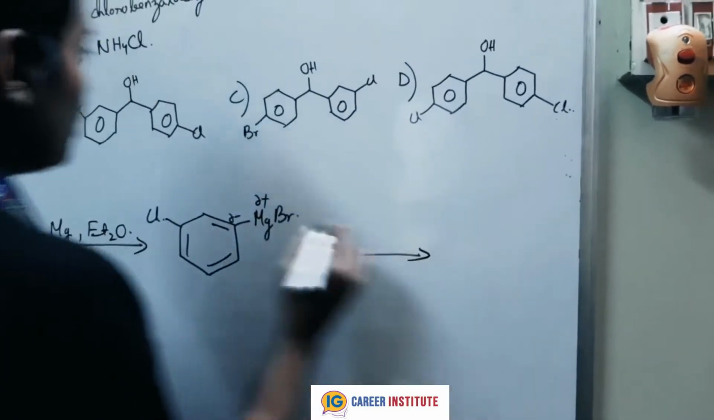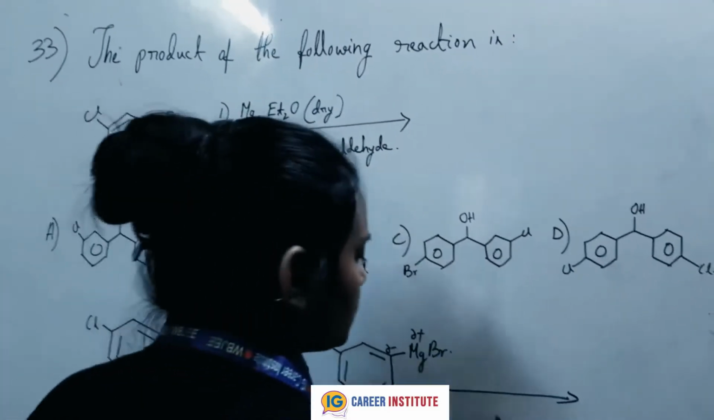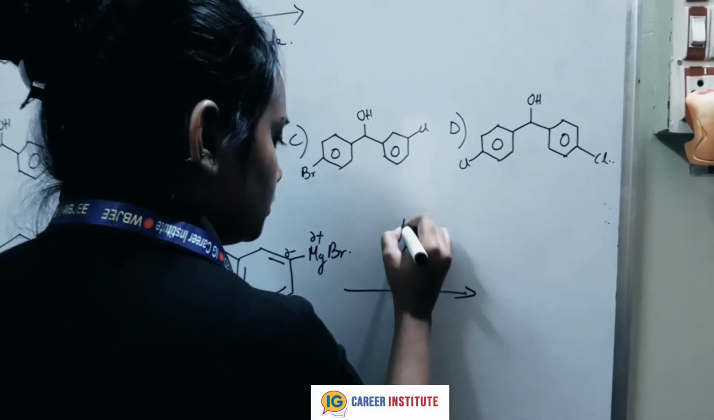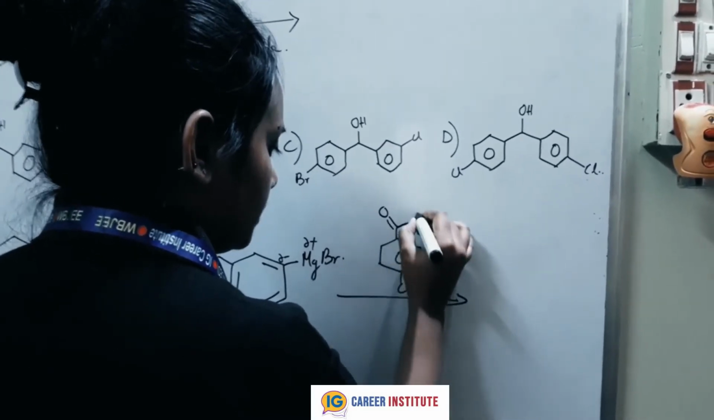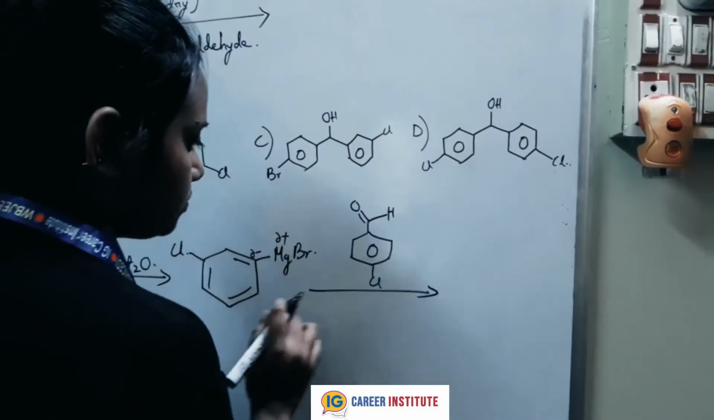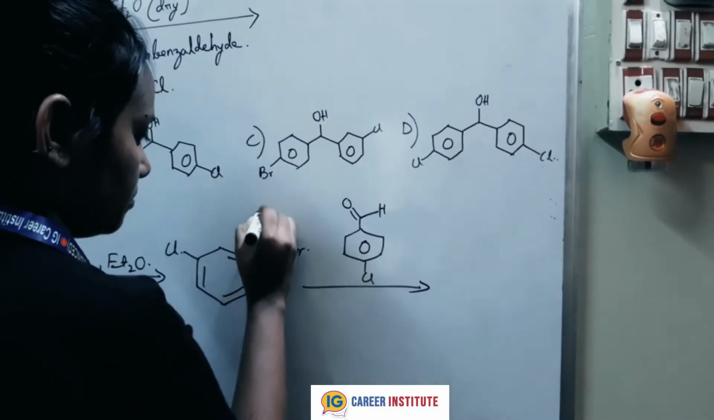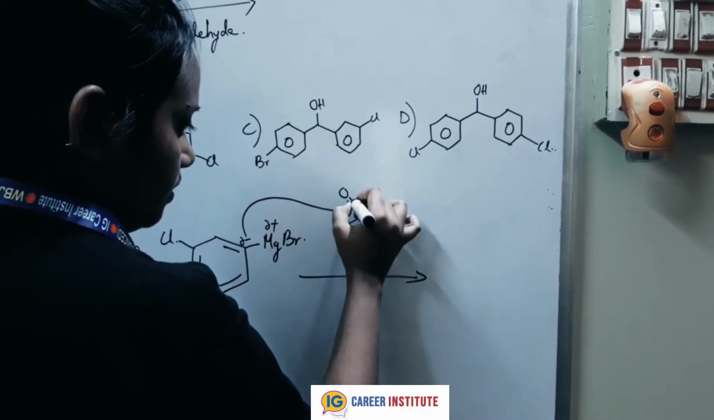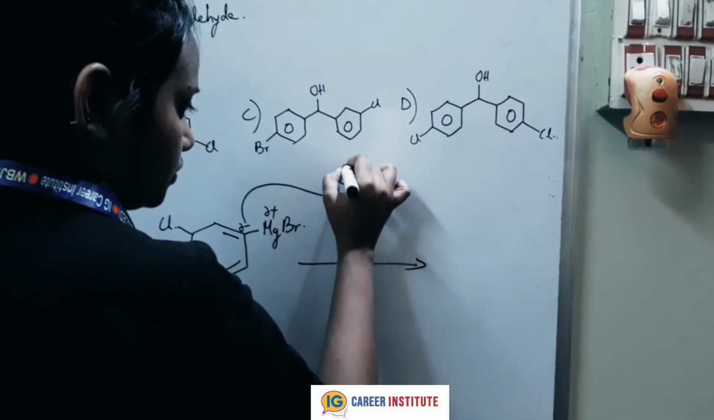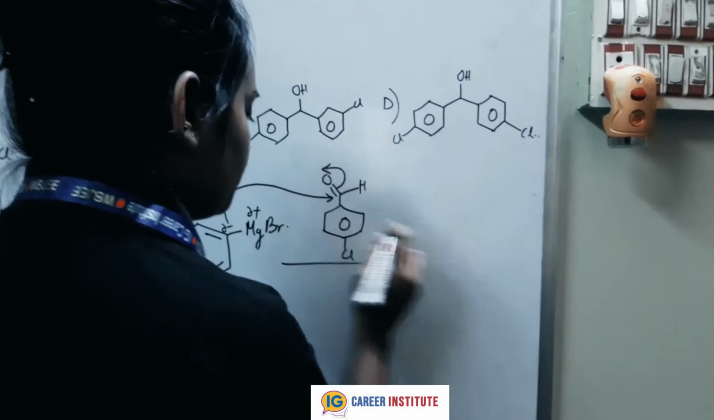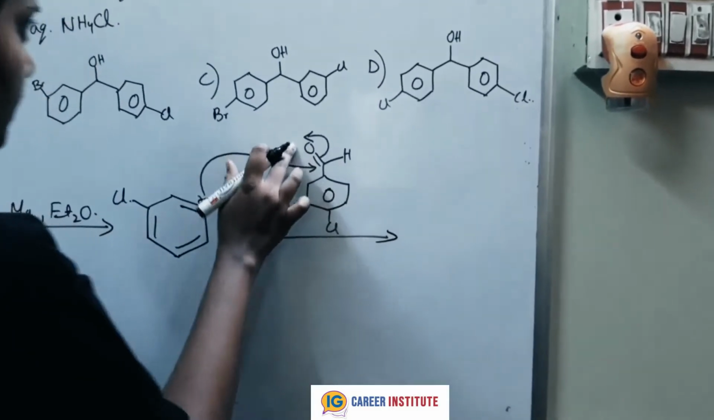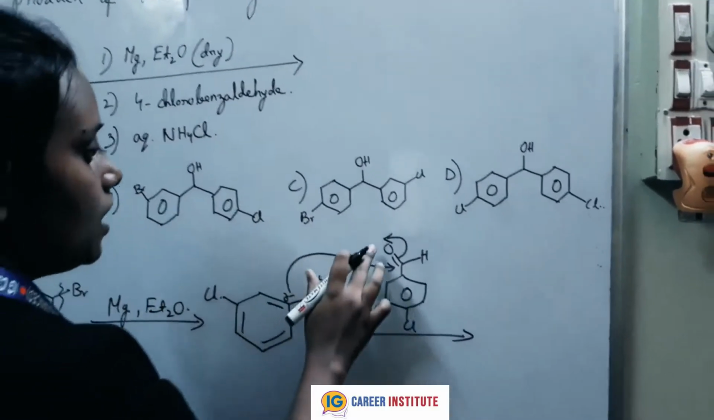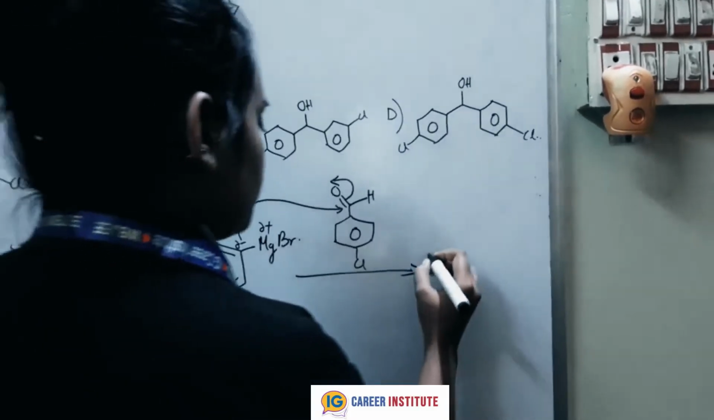Now in the second step, what do we have to react with? 4-chlorobenzaldehyde. Now what's the structure of 4-chlorobenzaldehyde? It looks like this. At the para position there is a chlorine and there is an aldehyde group in the para position with respect to chlorine. Now this delta negative carbon atom will attack the electron deficient carbon center of the carbonyl, and when this attack takes place, this pi bond of oxygen will open up, thereby resulting in the formation of O minus. Now this O minus will take up a proton, because in the third step we have aqueous ammonium chloride in the medium.